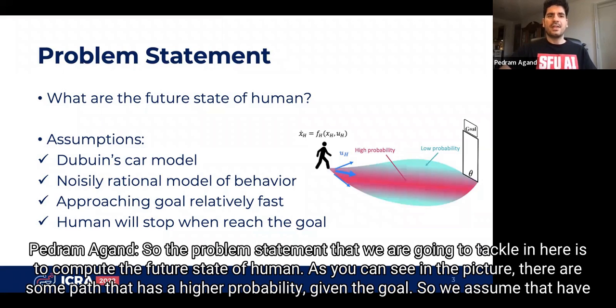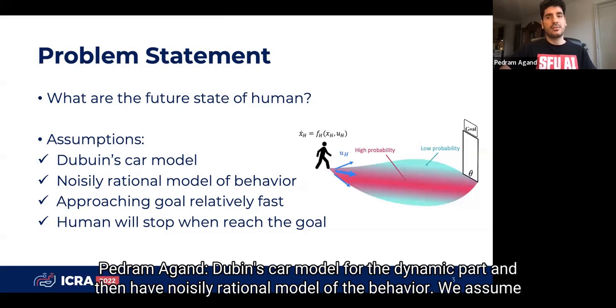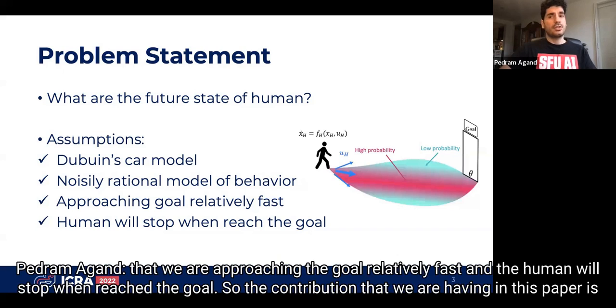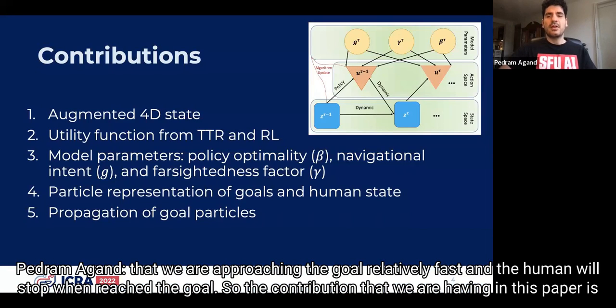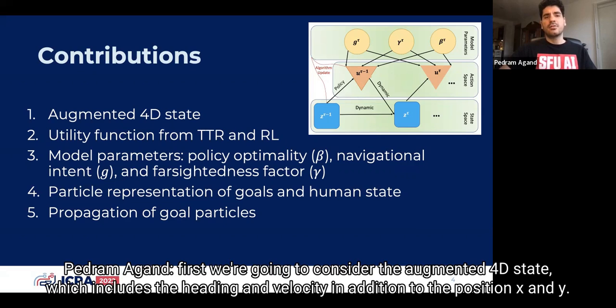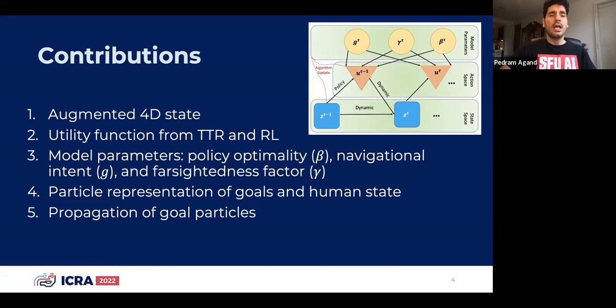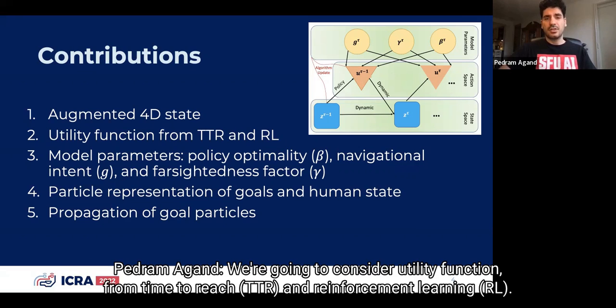We assume that we have a Dubins car model for the dynamic part, and then we have a noisy rational model of the behavior. We assume that we are approaching the goal relatively fast, and the human will stop when it reaches the goal. The contributions in this paper are, first, we consider the augmented 4D set, which includes the heading and velocity in addition to the position x and y. We also consider a utility function from time to reach and reinforcement learning.